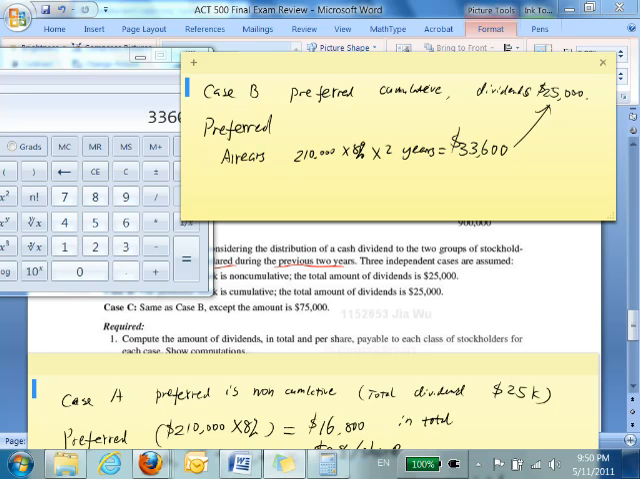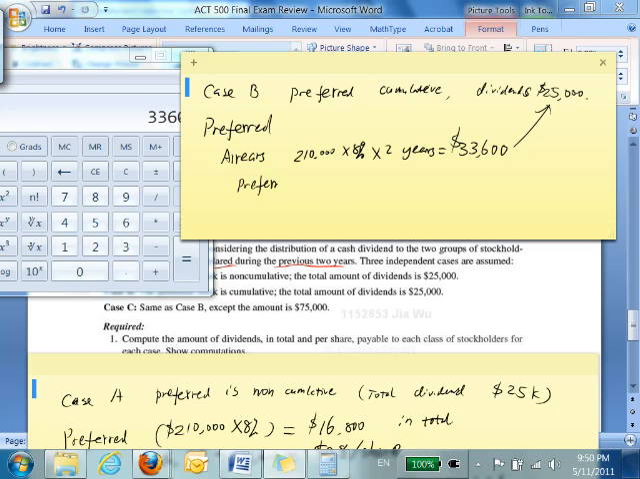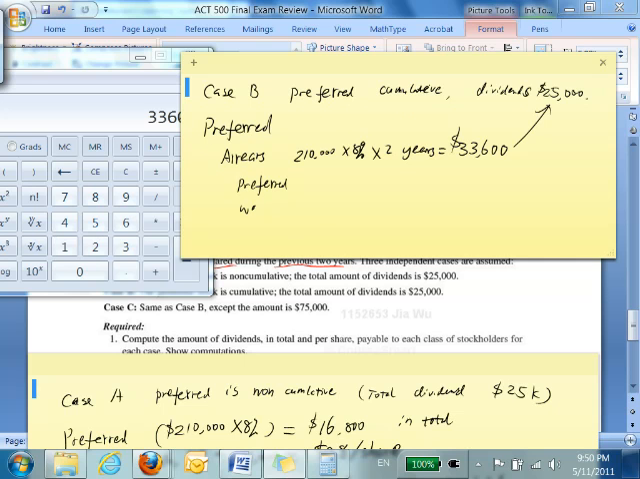So what will be the result? The preferred stock would get 25,000 in dividends in total for this year. It cannot be over $25,000 because the total amount of dividends is 25,000. Okay.